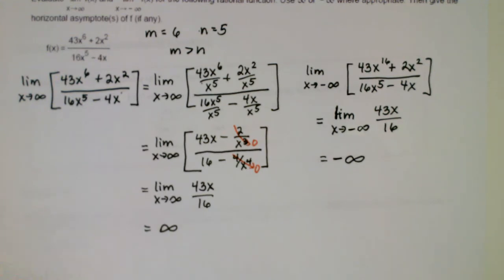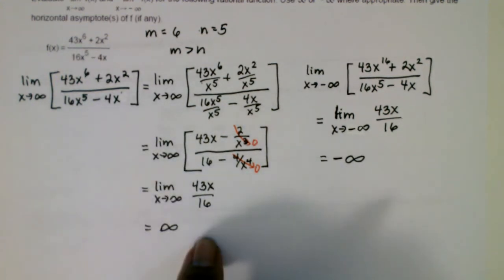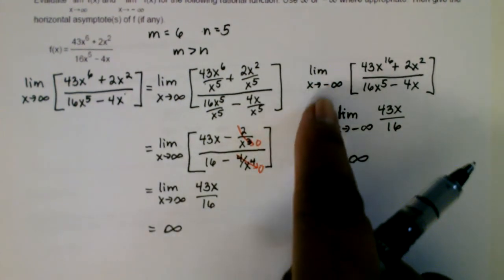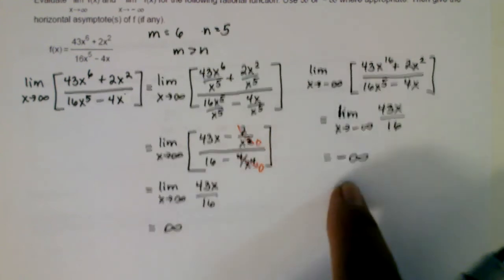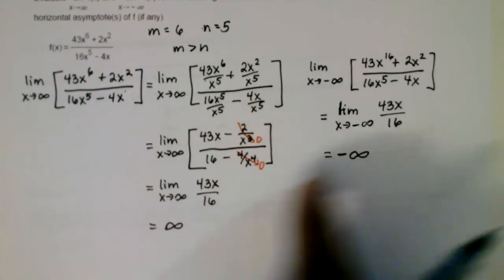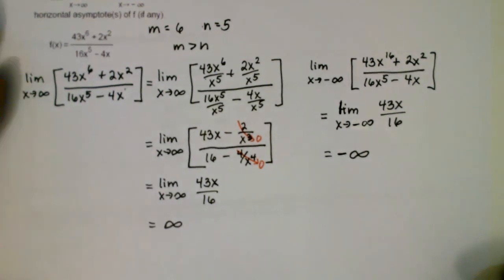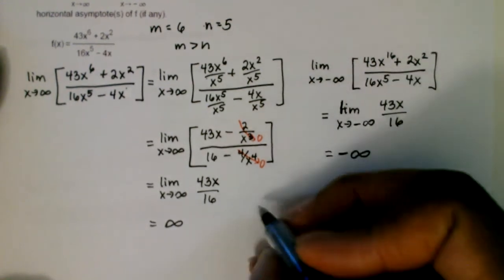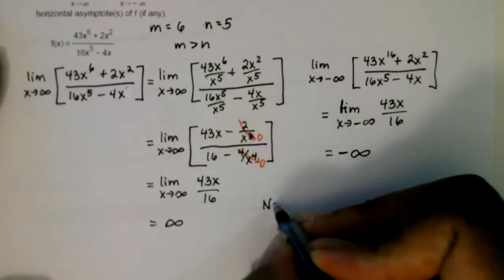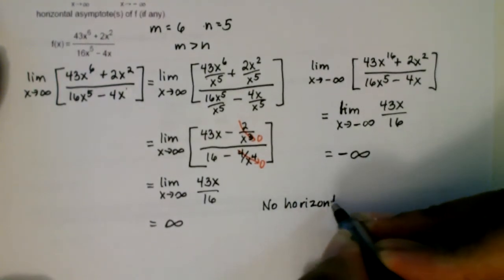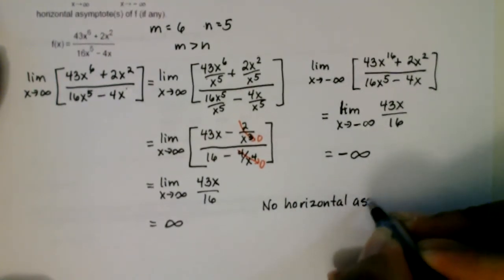All right, so if you compare the limit as x approaches infinity, it's going to positive infinity. But for the limit as x approaches negative infinity, it's going to negative infinity. It's going to two different places there. That's two different places. So that means that the graph of this function that we're dealing with has no horizontal asymptote.